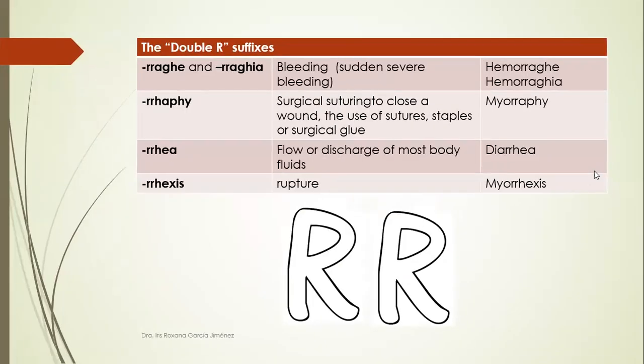A grammar rule shows us the double R endings: this, just this for once, rrhage or rrhagia, rrhaphy, rrhea, rrhexis. The meanings, and of course the examples. For rrhea, for example, diarrhea. For rrhaphy, myorrhaphy. For rrhexis, myorrhexis. So you know, rrhexis, rupture, and myorrhexis, the rupture of the muscle, right?